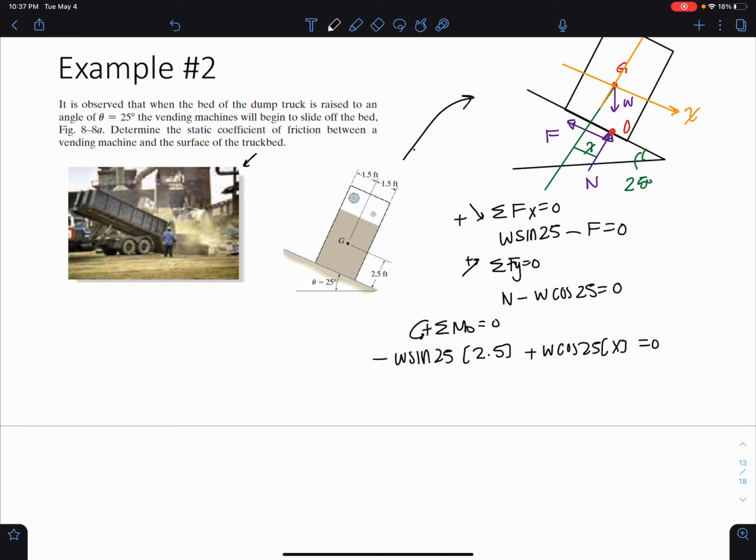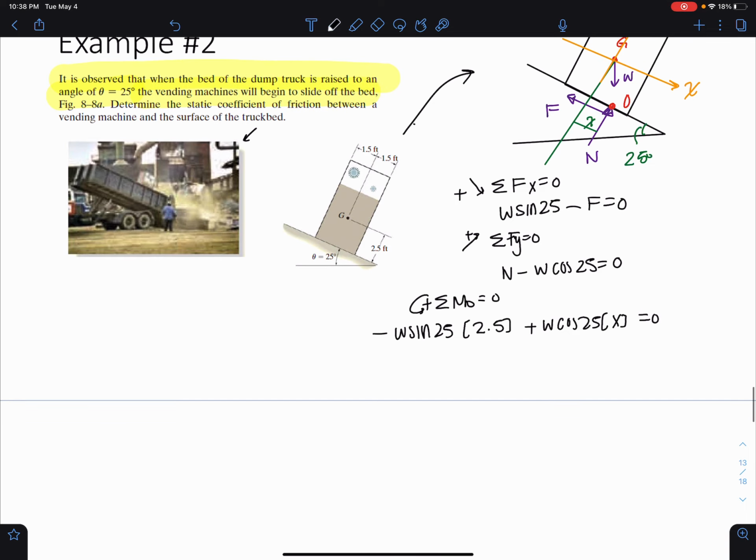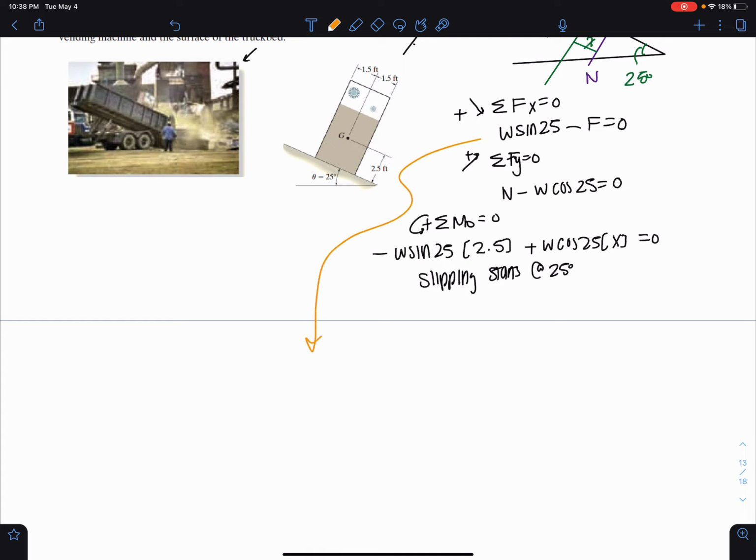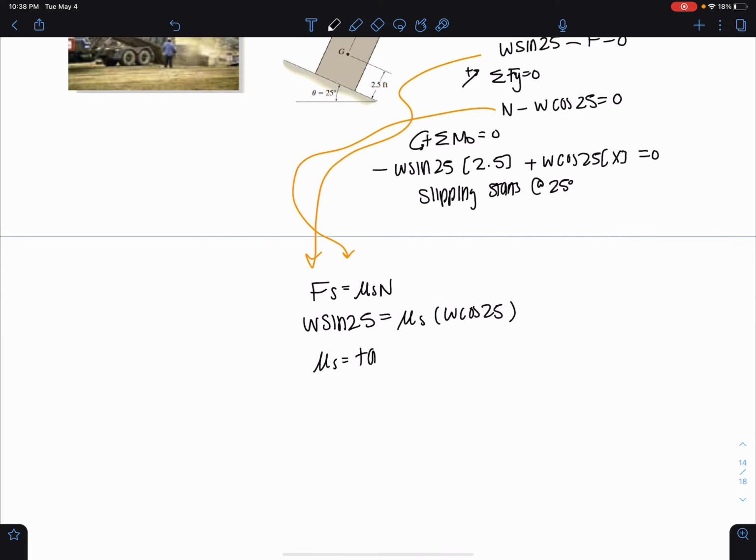And we know that slipping occurs at this 25-degree angle because that's what's being told in the problem. It's observed that when the bed of the dump truck is raised to an angle of 25, the vending machine begins to slide off the bed. So we know that slipping starts at 25 degrees. Okay, so what we're going to do is combine this equation and this equation, and we're going to plug everything in for this. And we get W sine 25 equals mu s W cosine 25. And we have mu s is equal to tangent 25, sine divided by cosine, and we get 0.466 here.